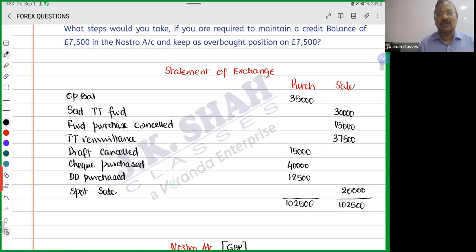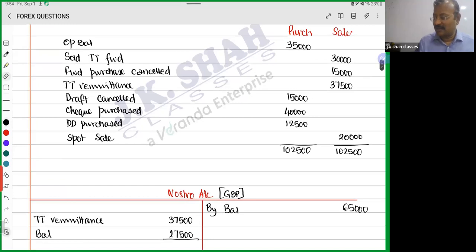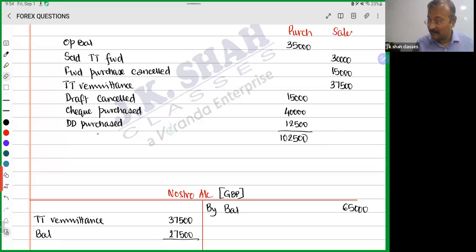DD purchase won't be credited to Nostro. Why won't DD purchase be credited to Nostro? Because it will be credited when the DD is presented for payment. Okay, fine, everyone wants it like this. Here I only have to do forward purchase 7,500. You do it however you like. If you don't want to put this 20,000 here, okay, put it here. 1,02,500. How much is this balance? 82,500. Balance, overbought.